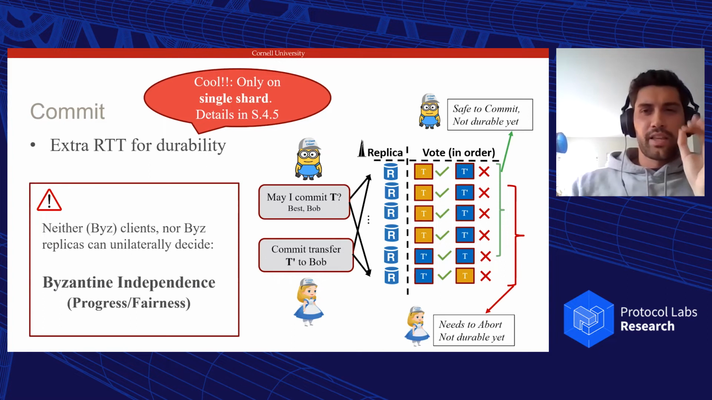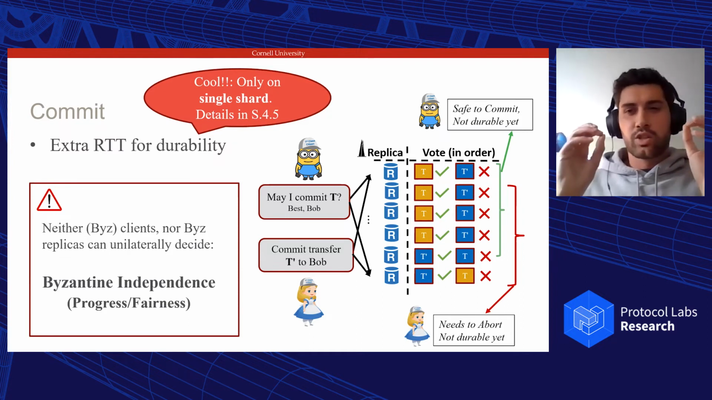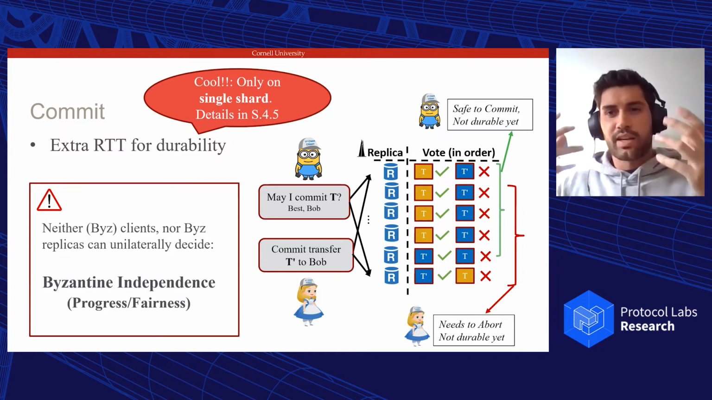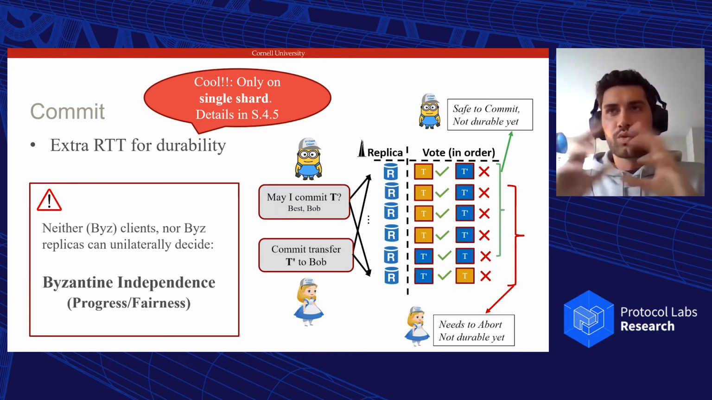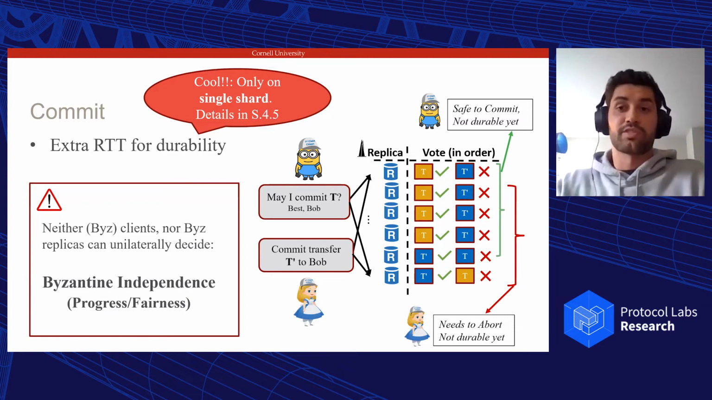Now, another thing that is really cool, but I don't have time to go into detail, but I do want you to take away, is that Basil's commit protocol, this client-driven design, is designed in a way that allows neither clients nor groups of Byzantine replicas to single-handedly dictate the results or the transaction outcome, right? Whether it should commit or abort.